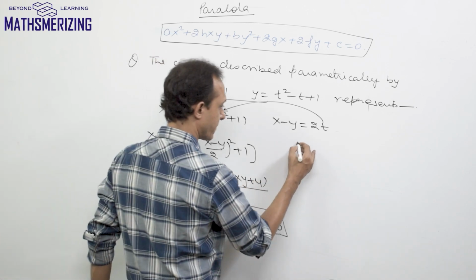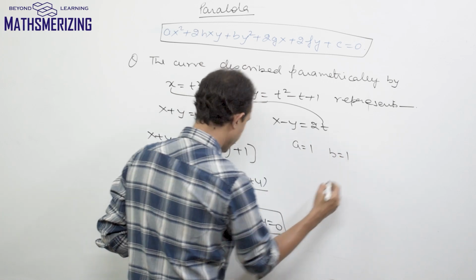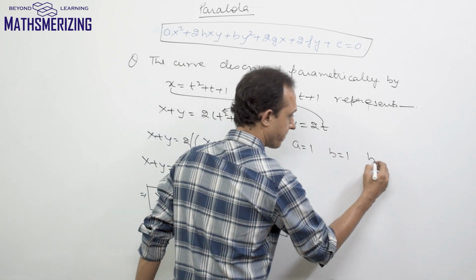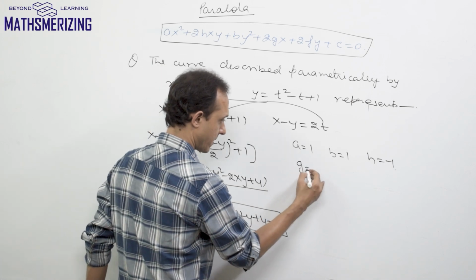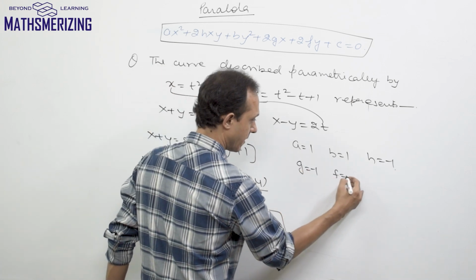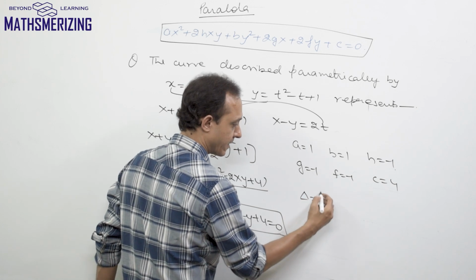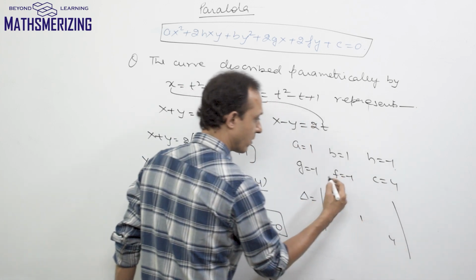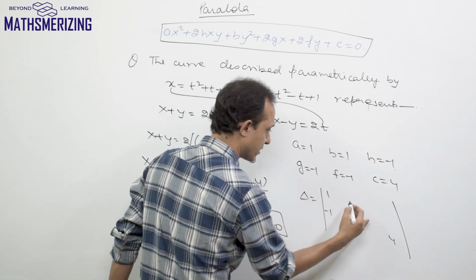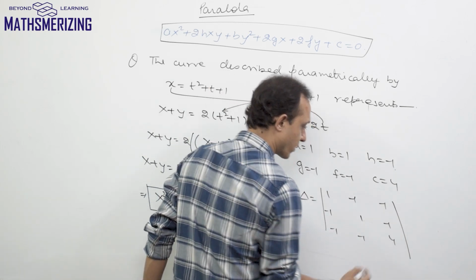Now for this equation, what is the value of a? A is 1, b is 1, h is minus 1, g is minus 1, f is minus 1, and c is 4. So again, we'll find this delta. So delta will be ABC. So 1, 1, 4. Now h is minus 1, g is minus 1, and f is minus 1 and minus 1.